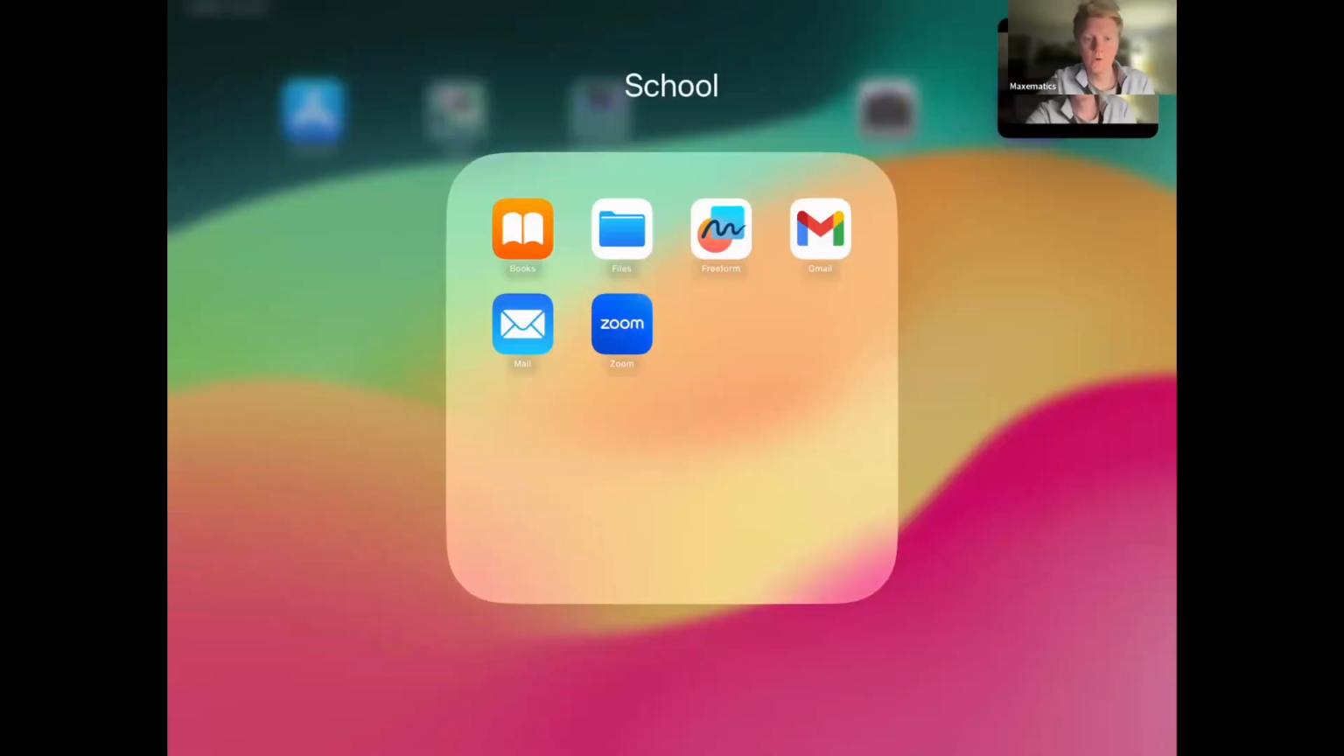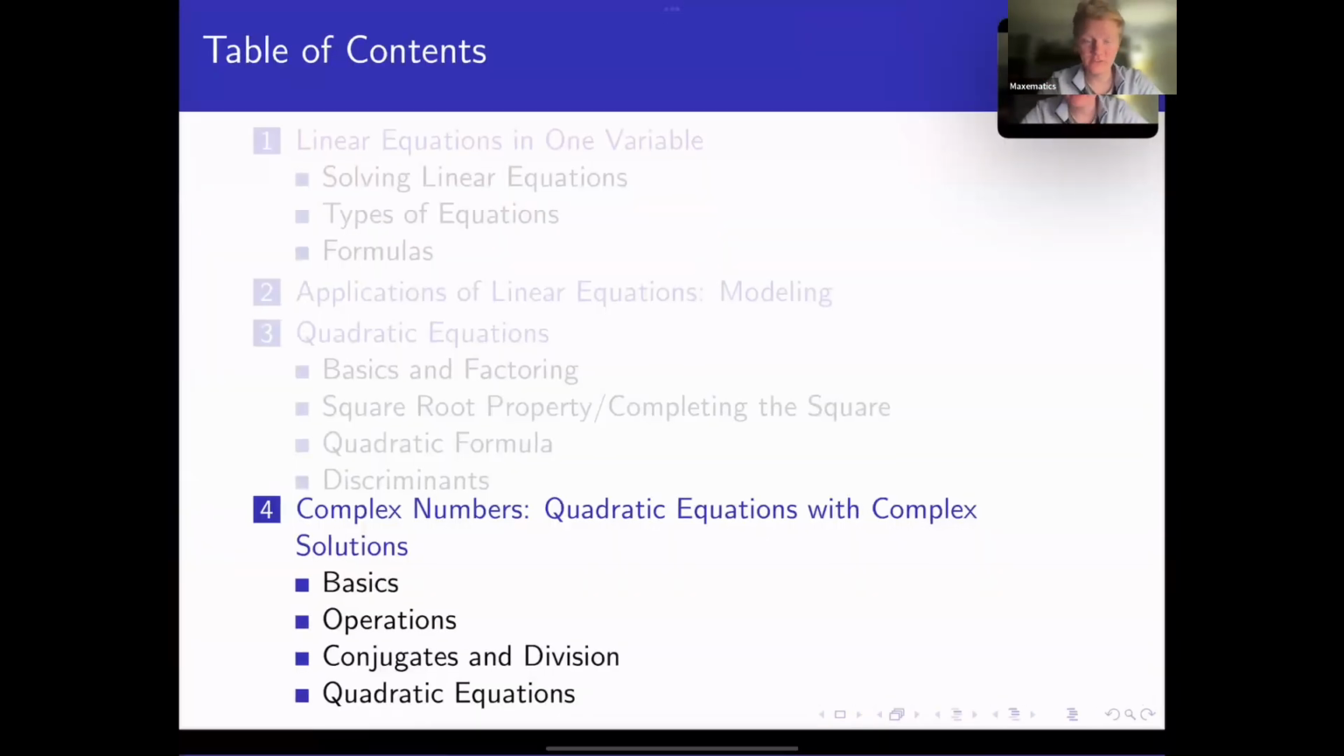So I just wanted to give this brief visual, and now we're going to move back to the presentation. Okay, so now we're back in the presentation. Now you see the name of the section, the complex numbers. So let's get right into it.